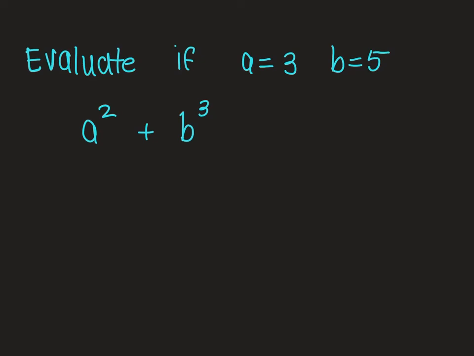So you rewrite the question, 3 squared plus 5 to the third. Because A was 3, and B was 5. So you replace the purple stuff with purple and the pink stuff with pink, and then we do the actual math. 3 squared, remember that means 3 times 3. And 5 to the third, that means 5 times 5 times 5.